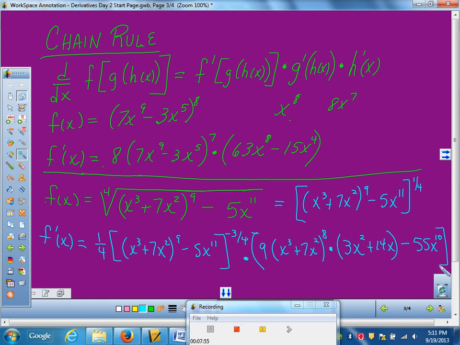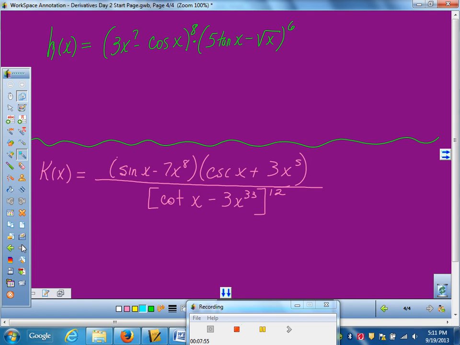Okay. So now the real fun comes in for you all when you get to mix the rules together, and what happens when we actually combine product, quotient, and chain rules. So I'm going to stop this and save it and then do these last two problems.